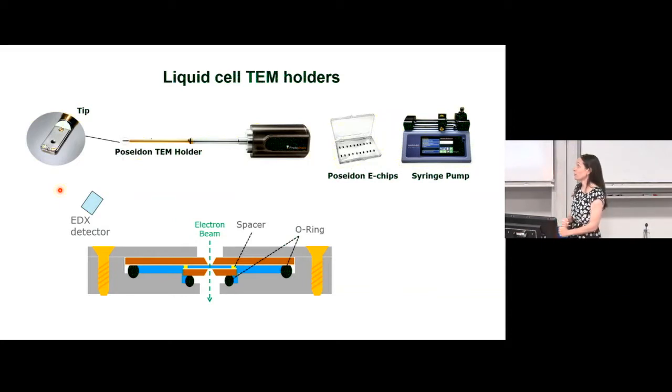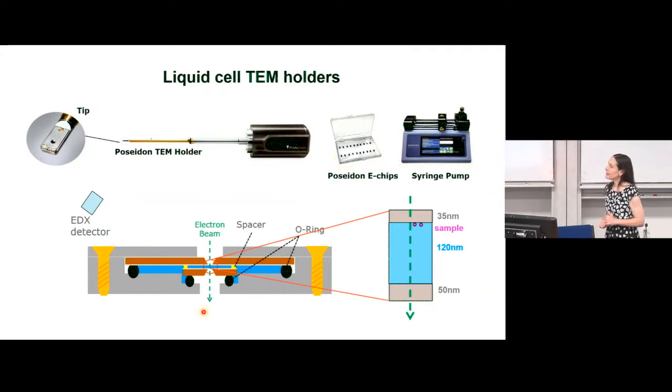So if we take a cross section through that tip, the structure of the holder looks like this. So we have our liquid environment, which can flow in and out. We have two impermeable layers to protect the vacuum, which is here, from the liquid sample, which is there. And the electron beam has to be able to penetrate through both of those layers.